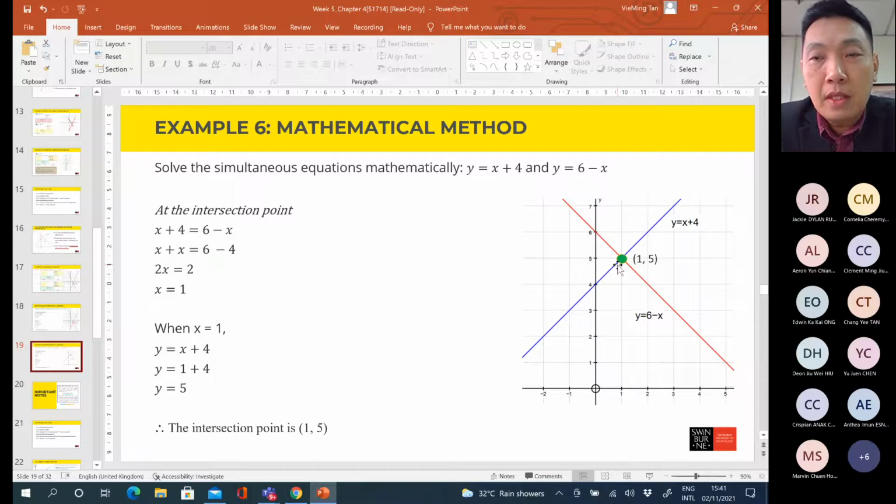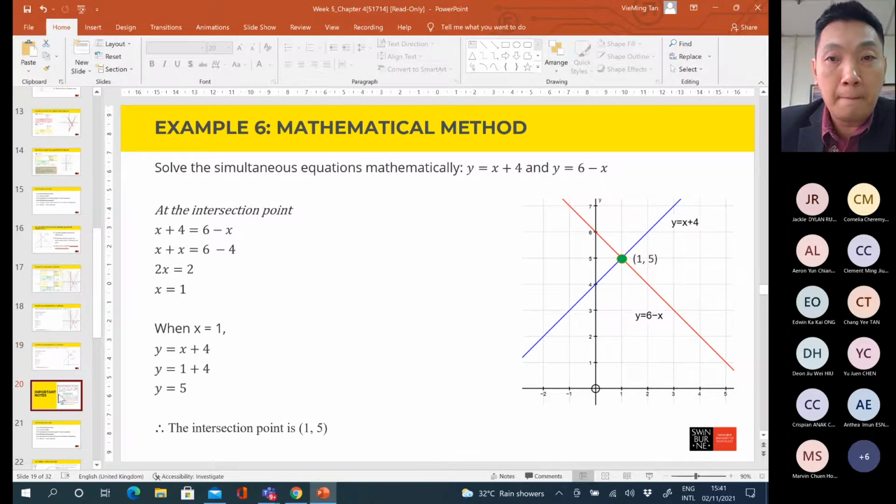I would suggest you use the mathematical method in order to identify the intersection point. Intersection point means the x and y values. It is faster than using a graph. In fact, we already learned this in our previous chapter, the algebra, last time.